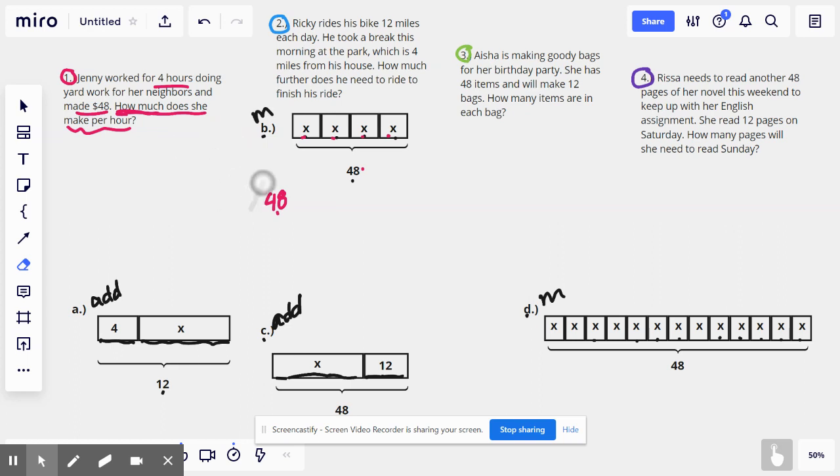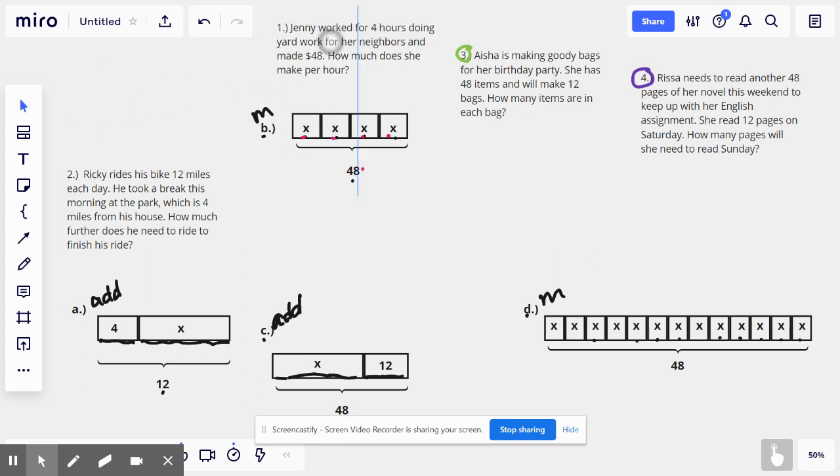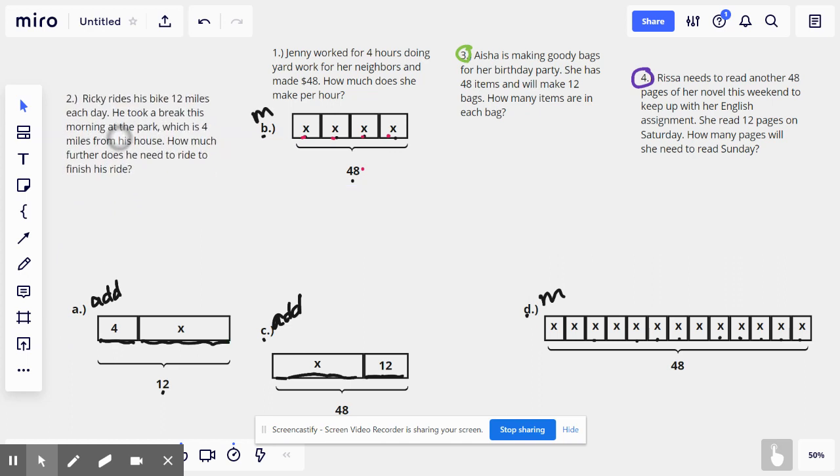Let me just get all this stuff erased here. I think I'm just going to move the question above the tape diagram. So let me get that situated here. This one is not correct. This one is. Okay, so that one matches. All right, so we got 1 down, 3 to go.